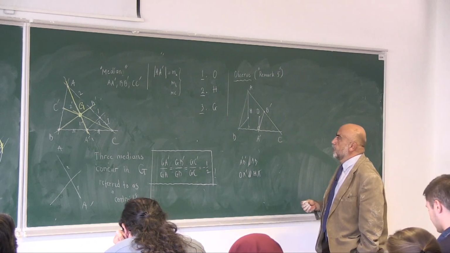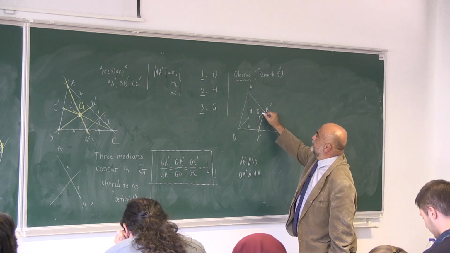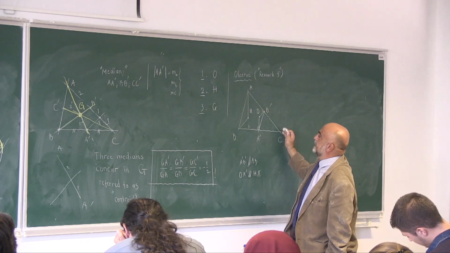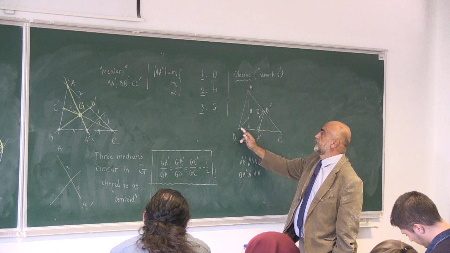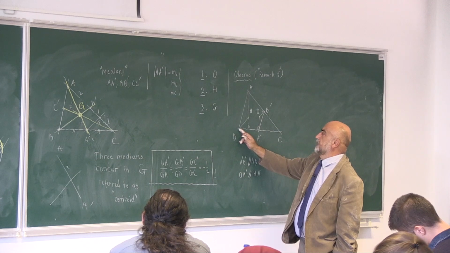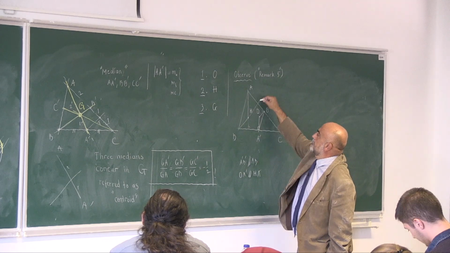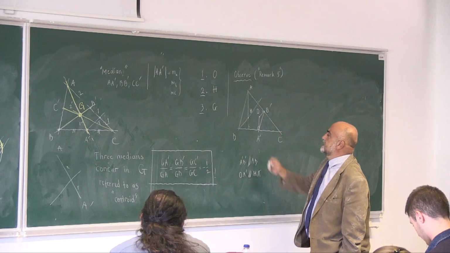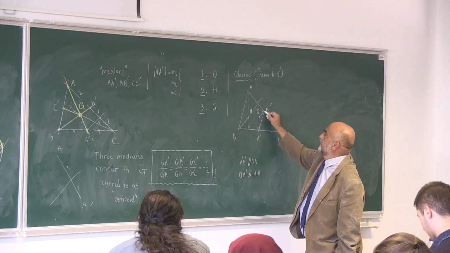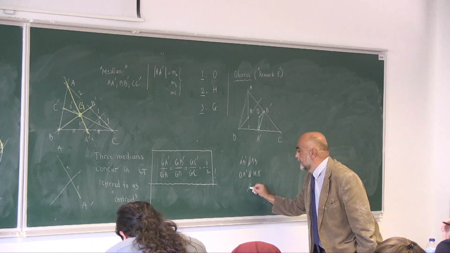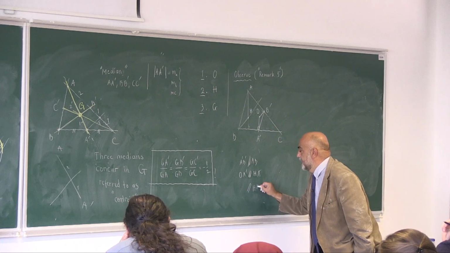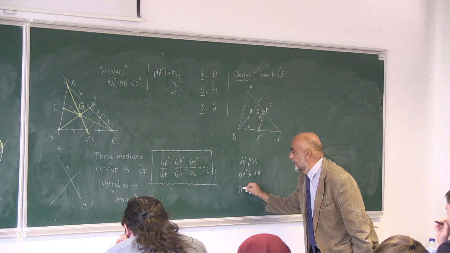Good, but that's not all. If you look at OB prime, which is perpendicular to the side CA, well, compare it with HB, which is the altitude through B, and that means it's perpendicular to the side CA. So BH is parallel to OB prime. Now that's a remarkable thing because of the following.